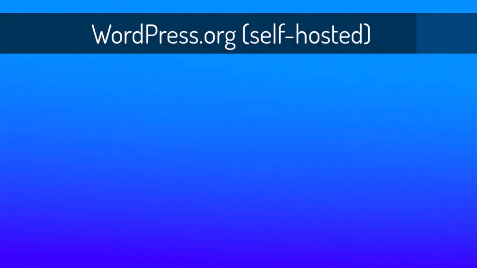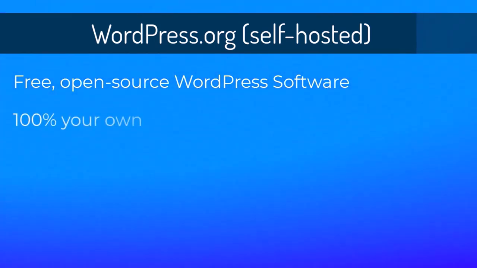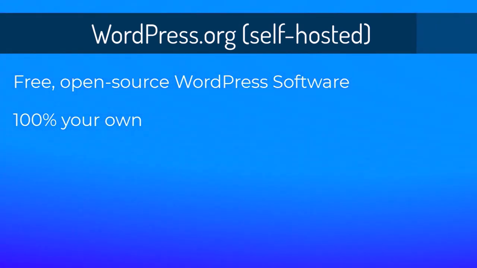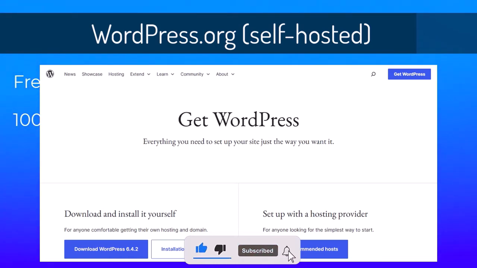WordPress.org, often called self-hosted WordPress, is the free open-source WordPress software that you can install on your own web host to create a website that is 100% your own. Most of the time, when people refer to WordPress, they mean the self-hosted WordPress available at WordPress.org. If you want to truly own your website, self-hosted WordPress.org is almost always the best option, and this course focuses on WordPress.org.